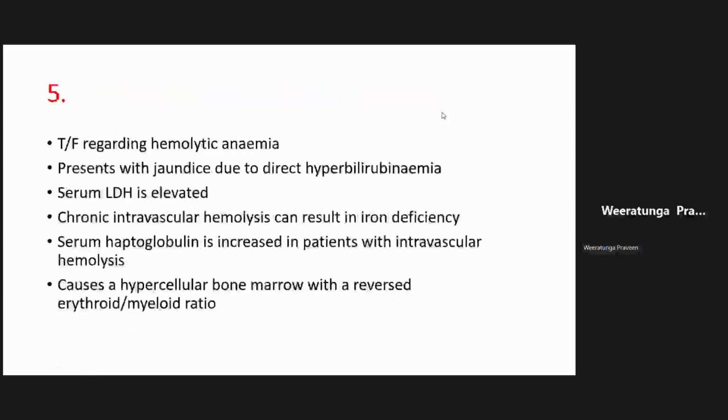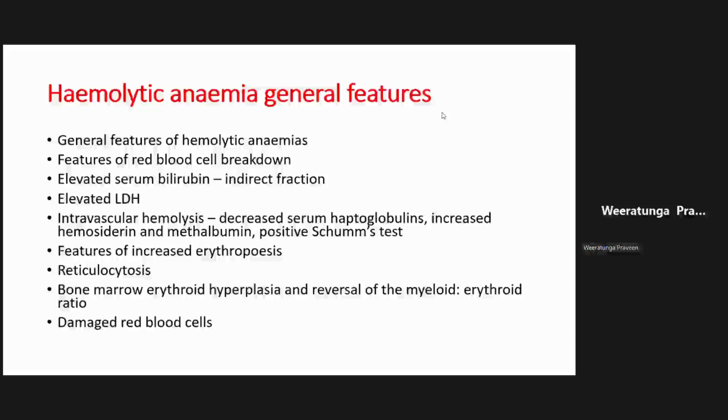Chronic intravascular hemolysis can sometimes lead to iron deficiency. It's an uncommon cause of iron deficiency, but it can happen, and I have seen plenty of cases. And free serum haptoglobin is reduced in intravascular hemolysis. So you should know the general features of hemolytic anemia, plus work out some of the specific features comparing intravascular and extravascular hemolysis.